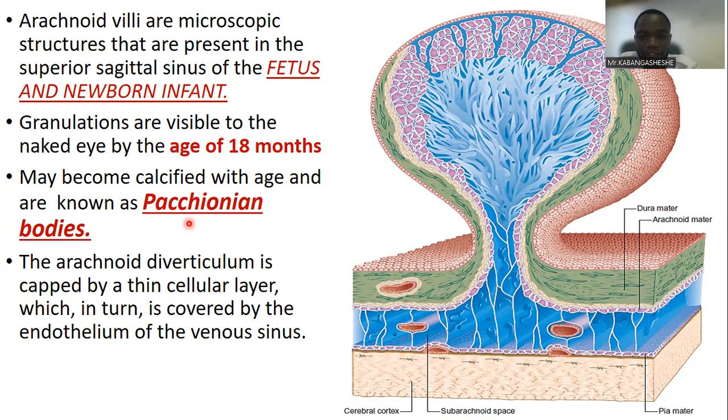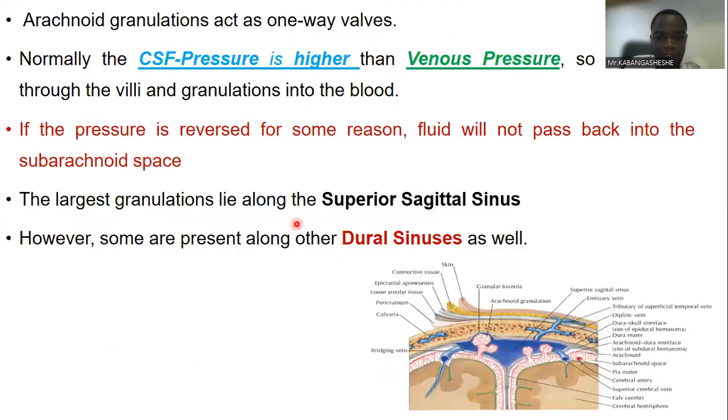Okay. So they have no serious implications, except that the flow of CSF will be slower, but it will not cause any hydrocephaly or things like that. Okay. So that's about the arachnoid granulations.